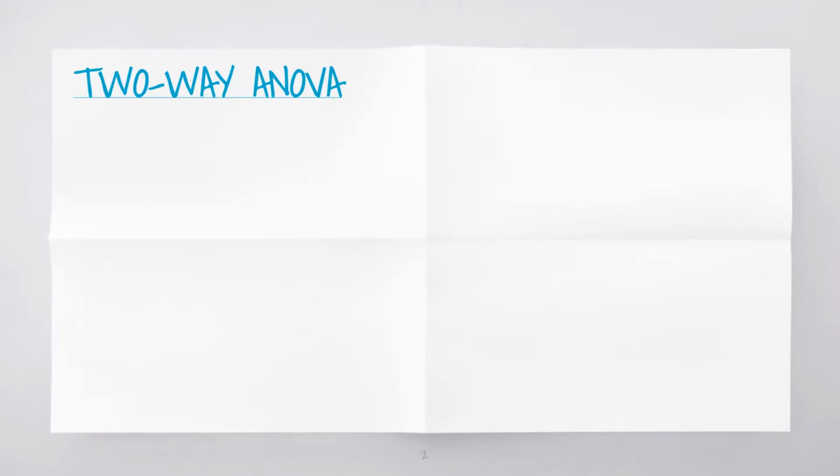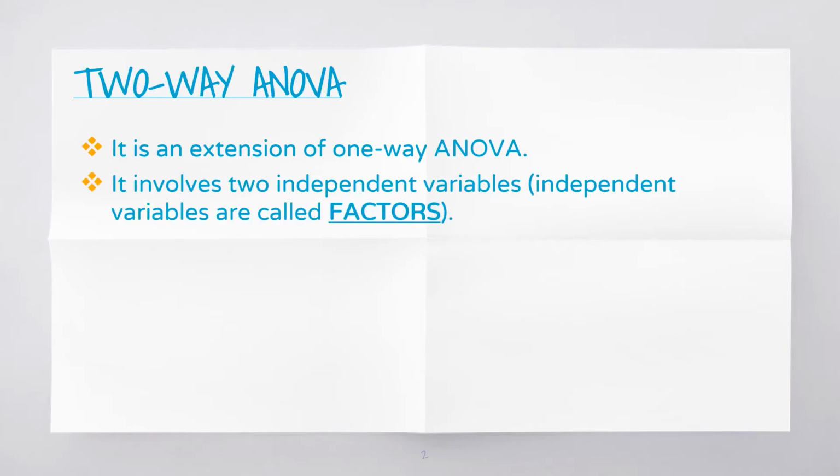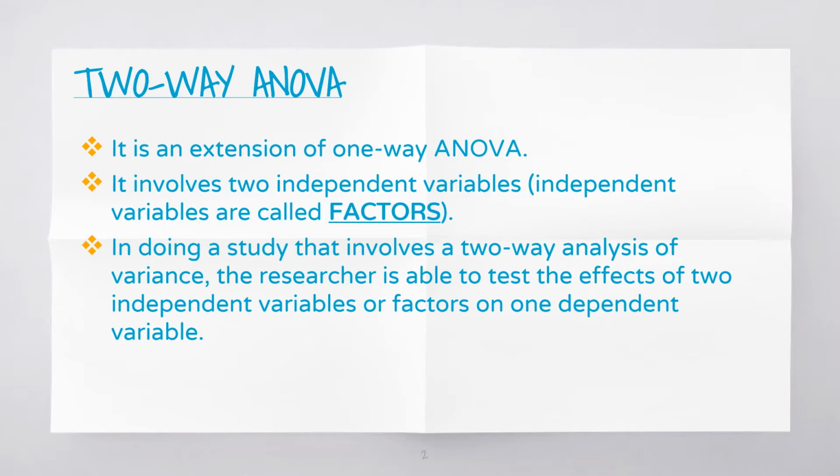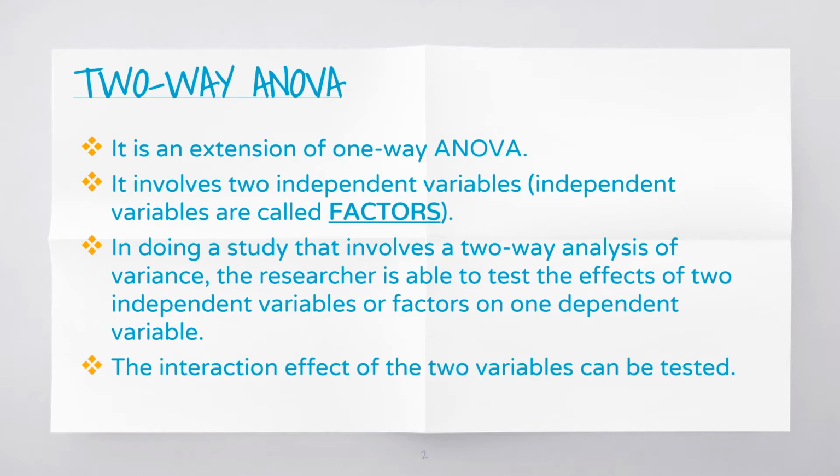Two-way ANOVA is an extension of one-way ANOVA, meaning to say it involves two independent variables. The two independent variables are also called factors. In doing a study that involves two-way analysis of variance, the researcher is able to test the effect of two independent variables or factors on one dependent variable. Also, the interaction effect of the two variables can be tested.